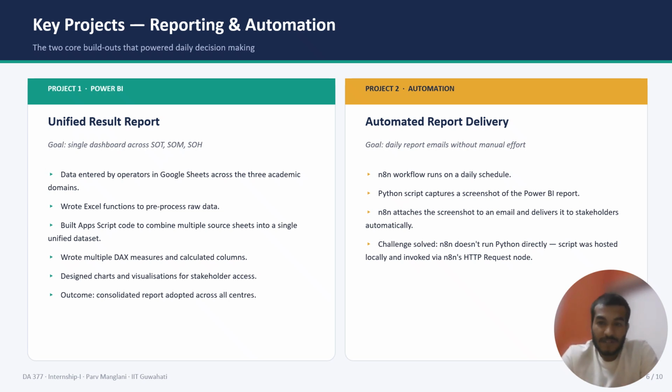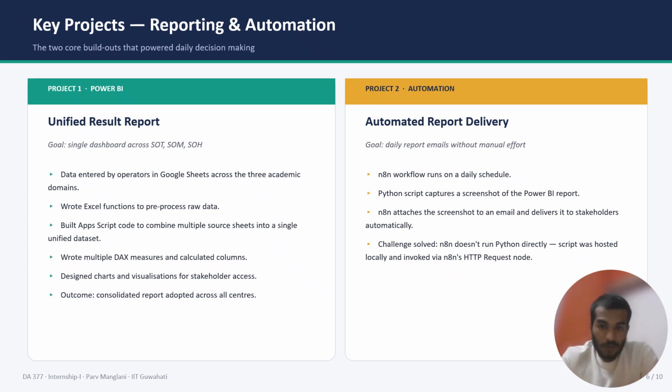What I did was first write Excel functions to standardize the raw data. Then I built AppScript code that automatically pulled all three sheets into one combined data set. On top of that combined data set, I wrote DAX calculated columns and measures for things like domain-wise average, pass rates, and trend metrics. Finally, I designed the visuals, charts, slicers, and KPIs into a single report that a stakeholder could open once and see everything. This report ended up being adopted across all centers as the primary academic view.